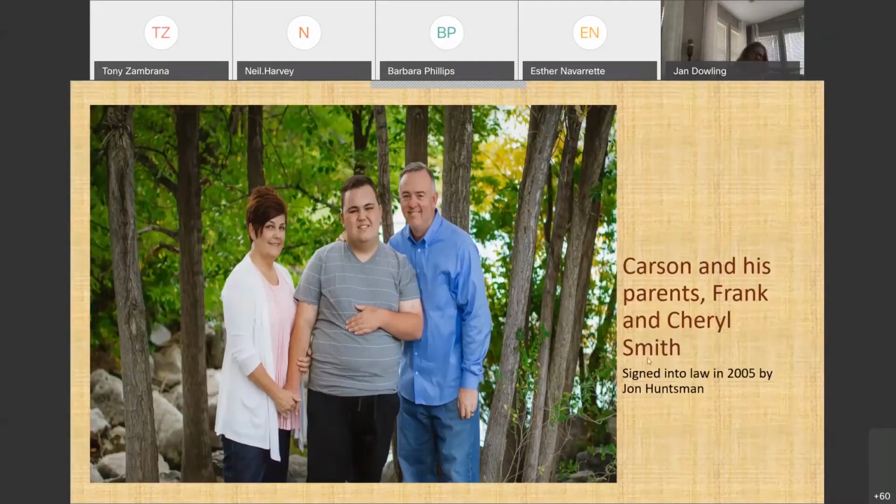So of course, this is the Carson Smith program. Carson and his parents, Frank and Cheryl Smith, were the impetus of this program. And because of his situation and a lot of petitioning, the program that we know now was signed into law in 2005 by John Huntsman.